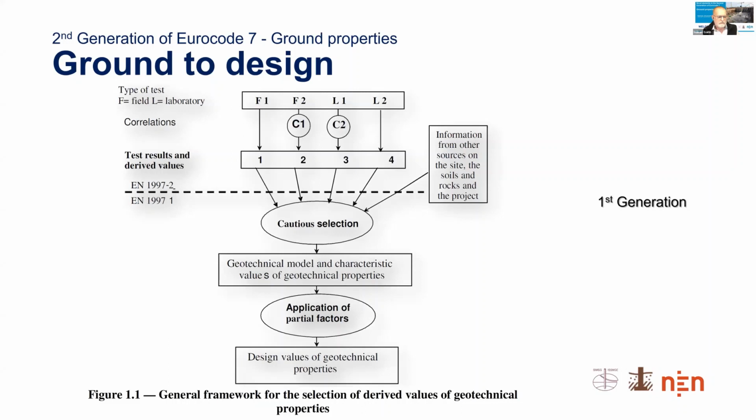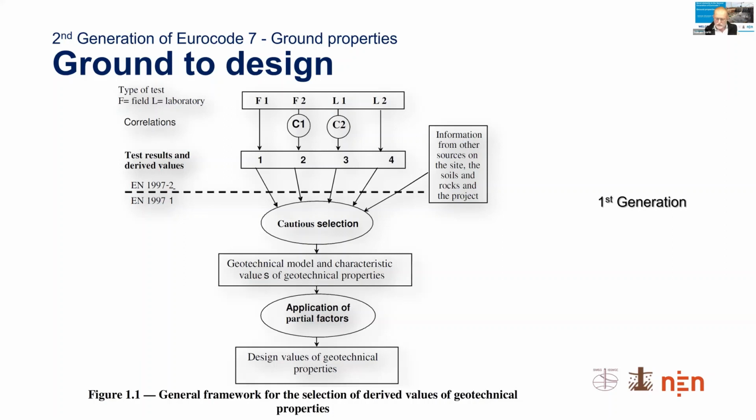This is from the first generation of Eurocode 7. In part 2, this is figure 1.1. It shows the path of geotechnical data from field and laboratory testing, F and L, with eventually any correlations or transformations, to get the test results and derived values. That's within part 2, and the rest is in part 1 today.